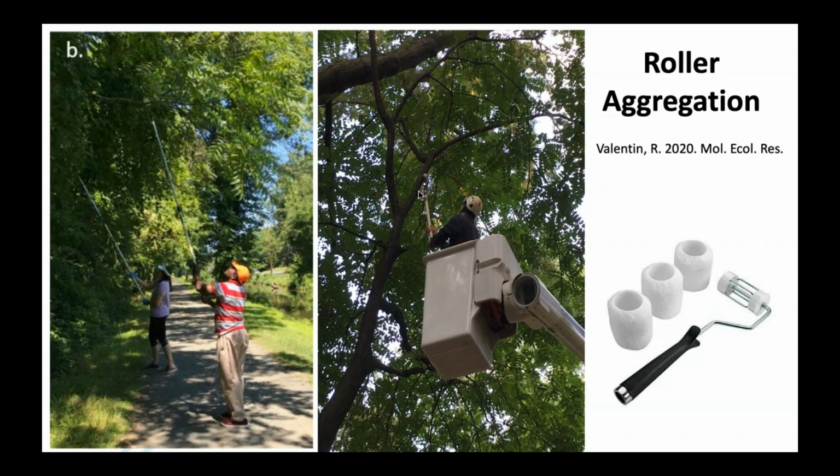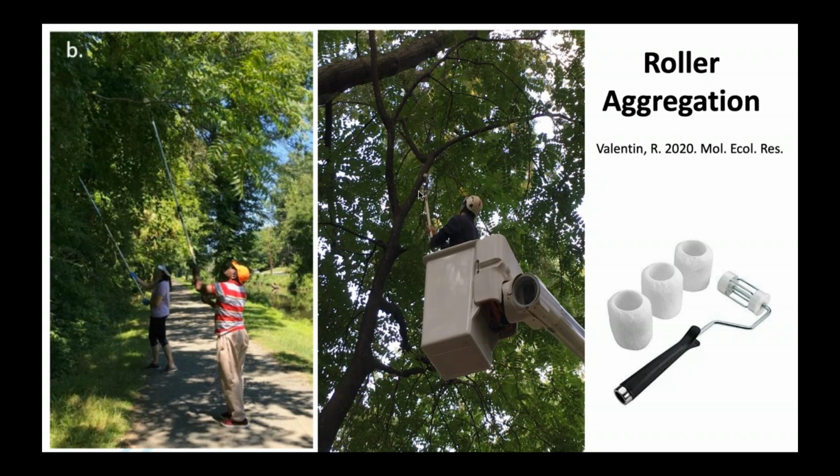That still doesn't work very well for trees, because a lot of parts of the tree you can't just wash off and catch the water. So in this case, we use something we call roller aggregation, which is just using a paint roller. You have to take the paint roller and make sure that it's completely clean. You have to sterilize it before you take it out in the field, just in case you don't want any other DNA on it. And then you put it on a pole and you roll it across the tree.